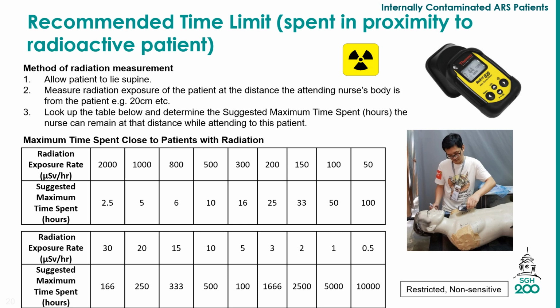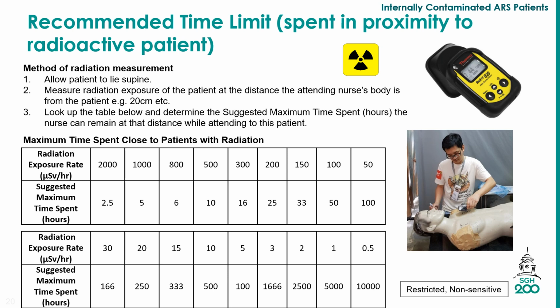Recommended time limit spent in proximity to a radioactive patient. Allow the patient to lie supine. Use a radiation survey meter such as this. Take the distance from the body of the nurse to the patient's body. If the distance is 0.5 meters, take the radiation survey meter reading at that distance. Let's assume that the radiation exposure is 1000 microsieverts per hour. That would imply the nurse can spend as much as 5 hours at that distance from the patient.